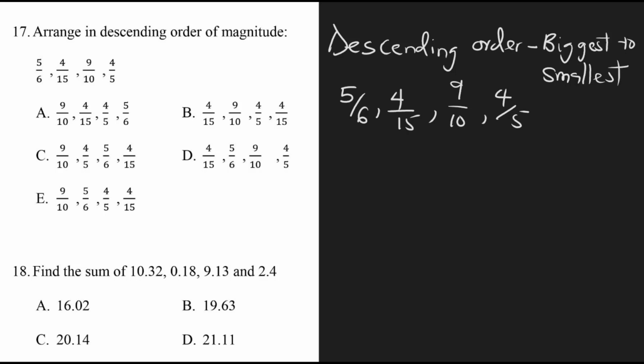But do you think we can compare these fractions by mere seeing them? Of course, no. Remember that whenever you are arranging fractions in order, you make sure the denominators are the same. But you can see that all the denominators are different. So what are we going to do? The simplest thing to do is to find the lowest common multiple of all the denominators. So draw a line. Find the lowest common multiple of 6, 15, 10, and 5.